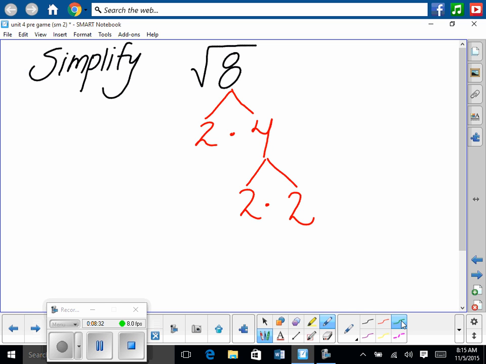Is there a 4 under here? No. We just rewrote it as 2 times 2. So if you must, cross it out so you don't double dip on accident. Does that make sense, everybody? 4 is not there anymore. We rewrote it as 2 times 2.